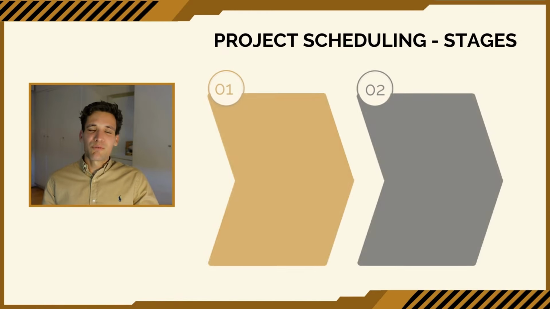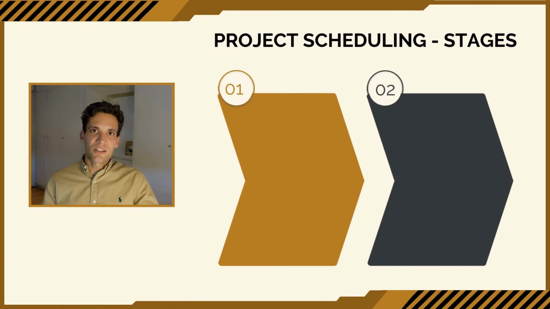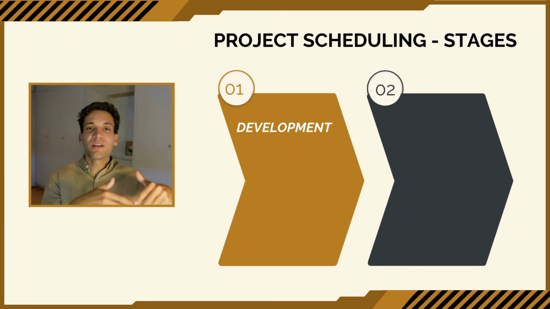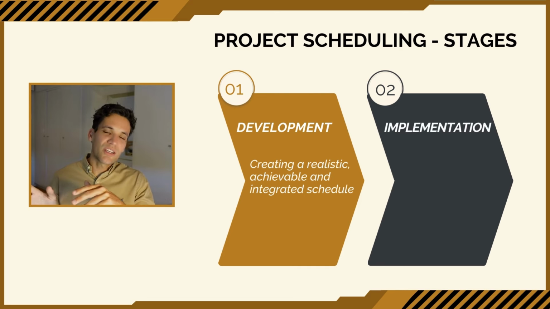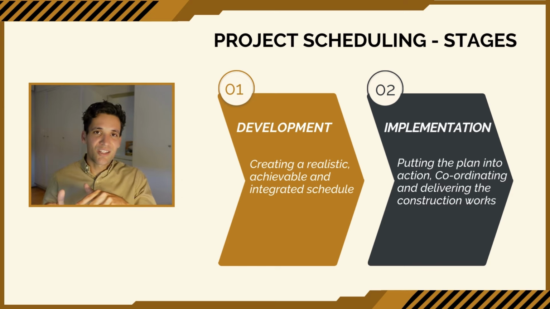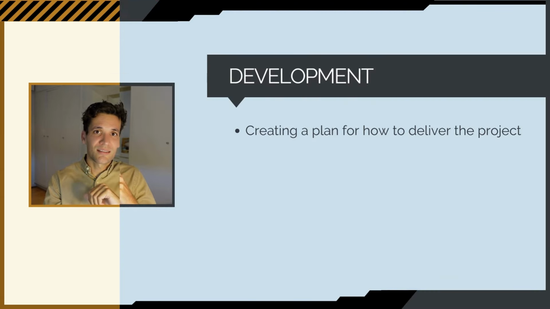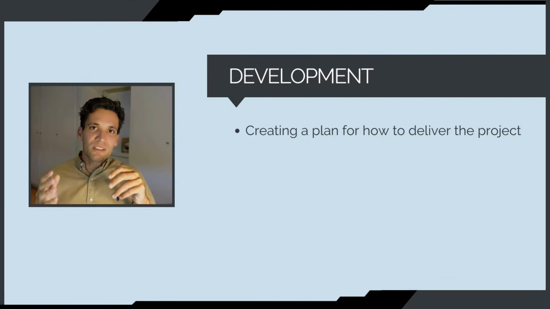Project scheduling can be broken down into two different stages. We've got the development stage, where we create a realistic, achievable plan of how we're going to finish the project. And then we've got the implementation stage. This is where we take this plan and then put it into action. So often, people think of scheduling as just developing a plan, but a plan has no value unless we implement it. Schedule development is creating a realistic and achievable plan of how we're going to complete the project scope.